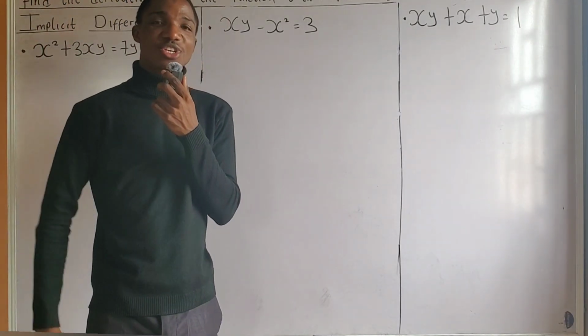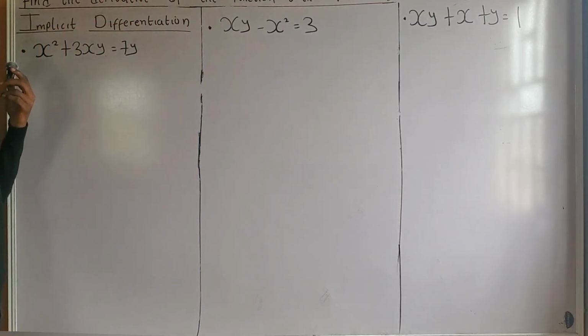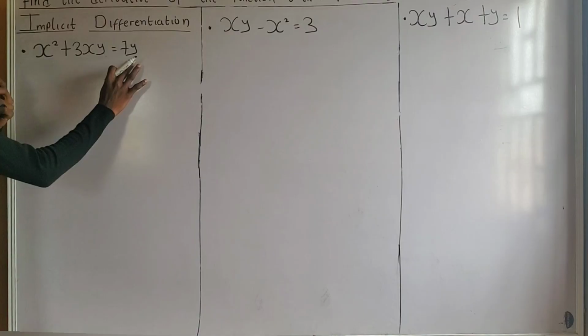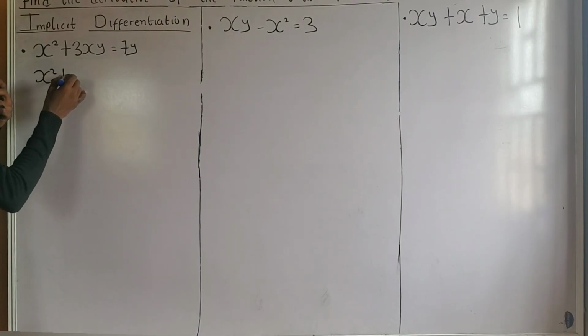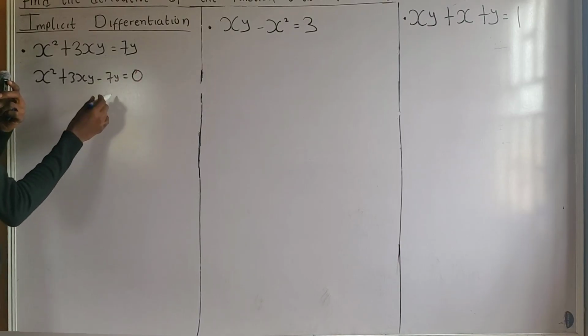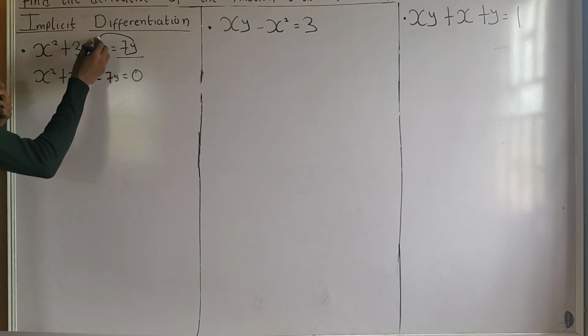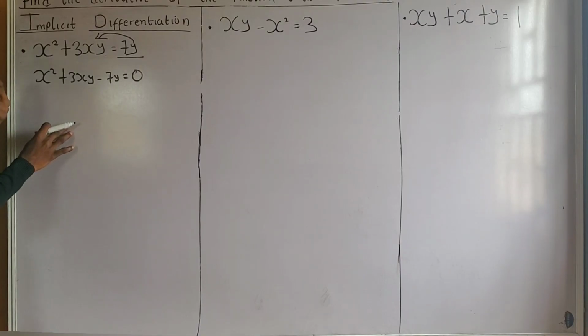Let's consider the following question on implicit differentiation. We are asked to find the derivative of y with respect to x in this function. Okay, let's start with the first question. We have x squared plus 3xy equals to 7y. We write the function as this: x squared plus 3xy minus 7y equals to 0. Okay, all I did was that I just take this 7y to this side, and the sign changes to negative. Do you understand? Okay, having done this, then differentiate it.